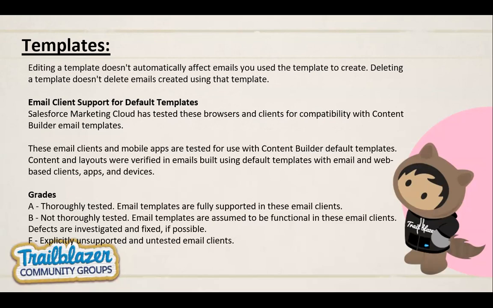If a template is grade A, that means it has been thoroughly tested and is supported fully across all the email clients. If it is B, then it is not thoroughly tested. And if it is F, then it is explicitly unsupported and untested on email clients. So when you're trying to utilize the default templates, make sure you refer to this particular section and take this information into consideration when you build your emails on top of the templates that are being provided.